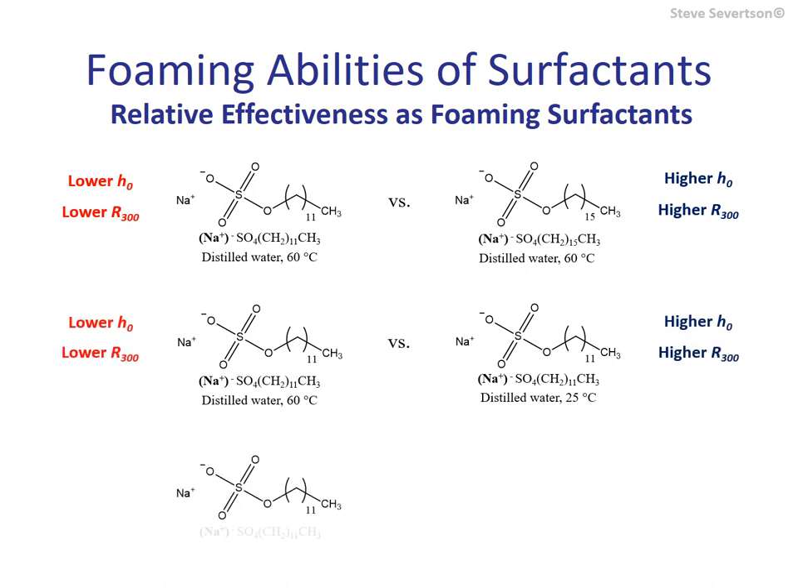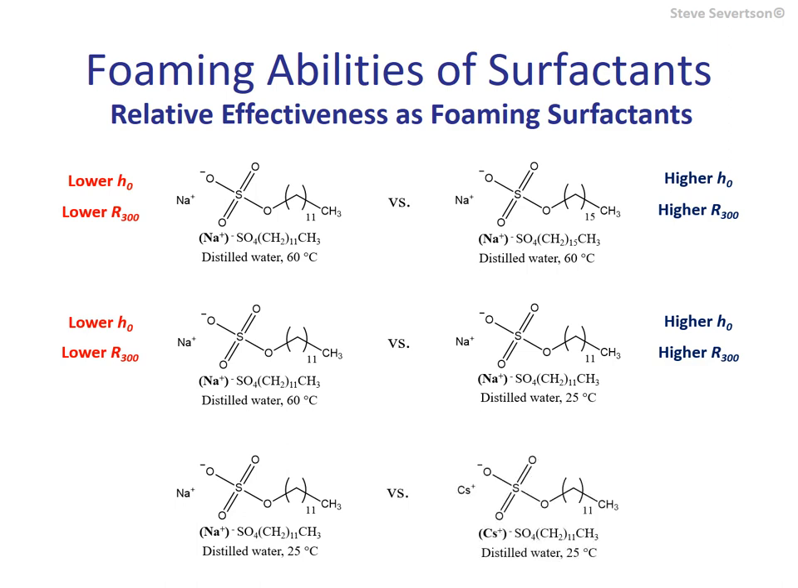Here, we compare the performance of SDS with cesium dodecyl sulfate. Cesium is the more strongly bound counterion, which provides for a slightly lower H0 value, but a higher R300 value. These examples demonstrate that changes that promote a denser surface layer and stronger interactions between adsorbed surfactants increase foam stability as gauged by R300, while having a limited impact on foamability or H0 values. H0 does tend to modestly increase when R300 increases, which may be more a reflection of the role played by film stabilization during the initial foaming process. There are also cases where there is a modest decrease, which might be connected to enhanced micelle stability.